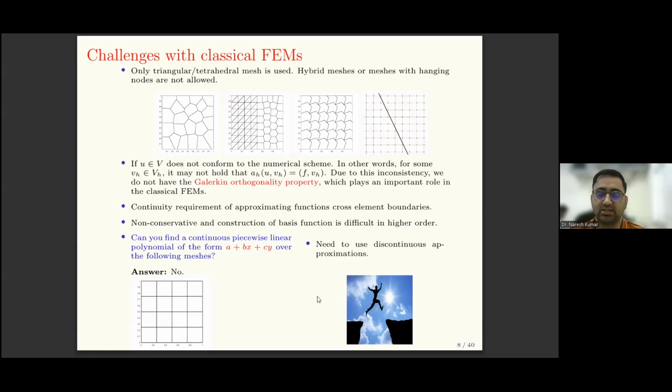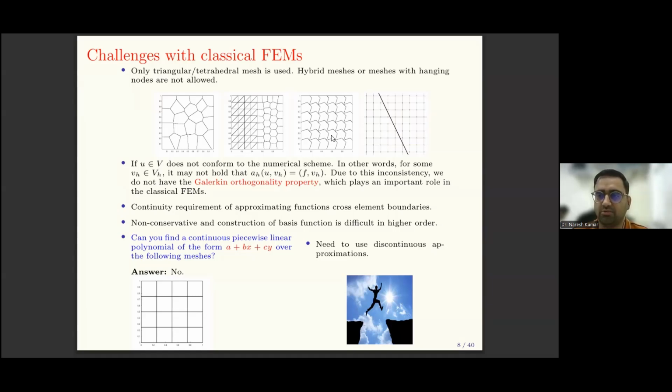Here I am discussing some challenges in the classical finite element method. One challenge is discretization, because it allows only triangles or tetrahedra in 3D, triangles or rectangles in 2D. If you want to apply some other discretization approach, then it is not allowed. Hybrid meshes or meshes with hanging nodes are not allowed in the classical finite element method. In the first mesh we are using Voronoi or polygonal meshes. This is not allowed in classical FEM. And this is a hybrid mesh, where one element is a polygon and one is a triangulation. So this is also not allowed.